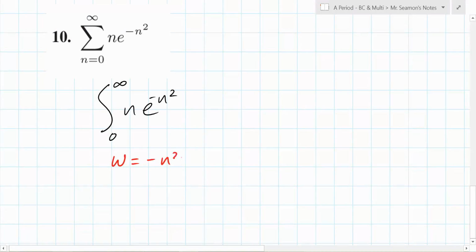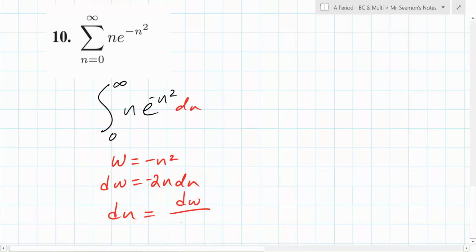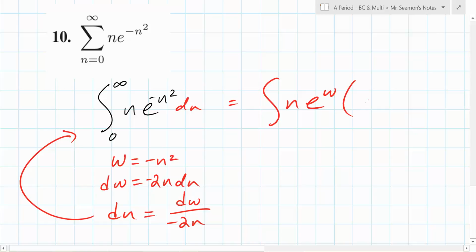Let's do negative n squared. Do you want to do n squared or negative n squared? Okay, we're going to be very careful, but this is what I would do. So dw is equal to what? Negative 2n dn. Oh, and there's also a dn right here. What does dn equal? dw over negative 2n. Yeah, I like isolating it here. Now we've done the w part. What's the second word of this method called? Substitution. We substituted up here: integral of n e to the w, times what? Over negative 2n.